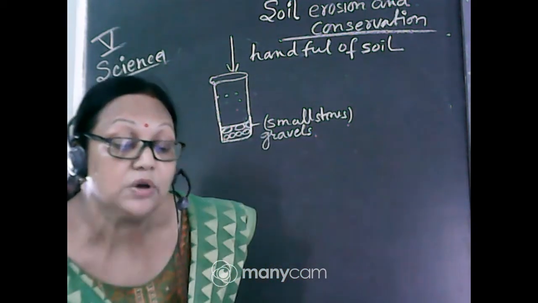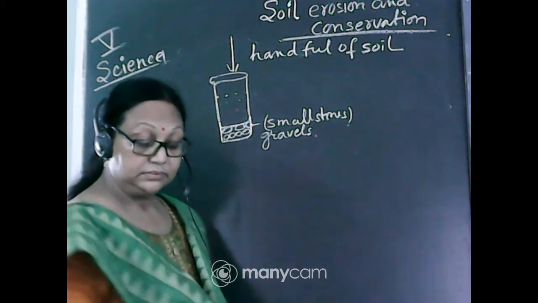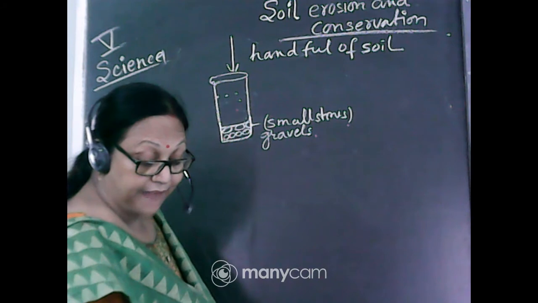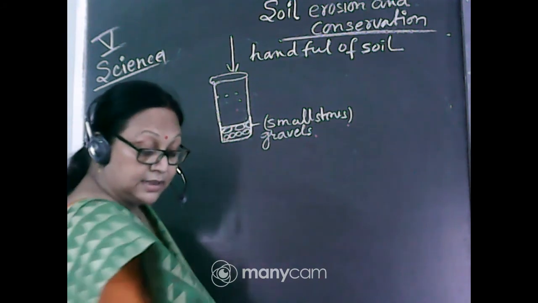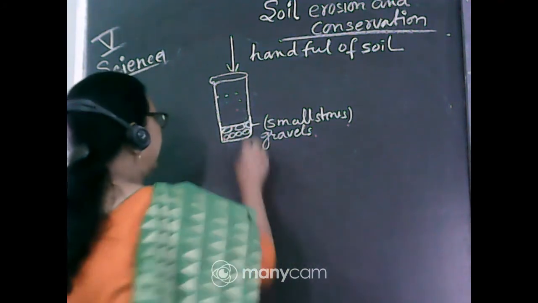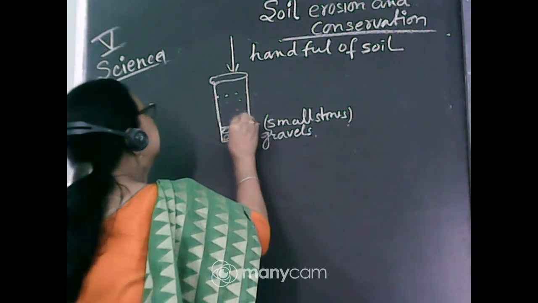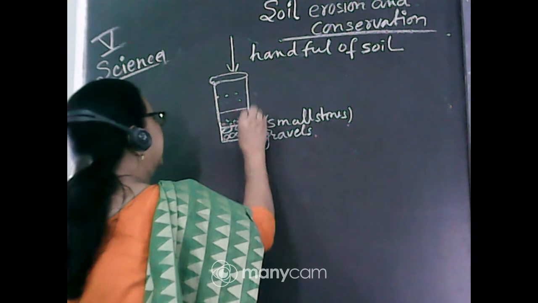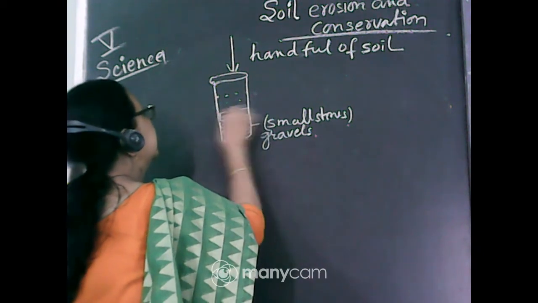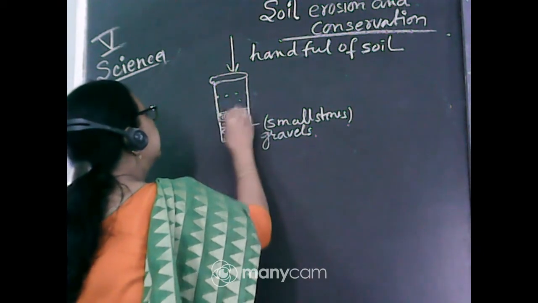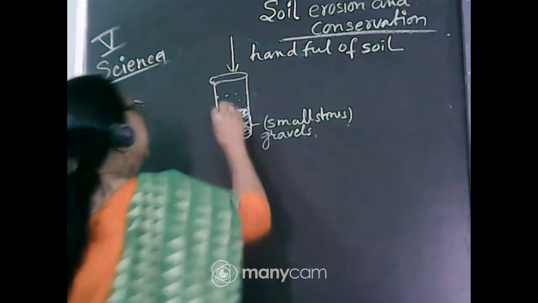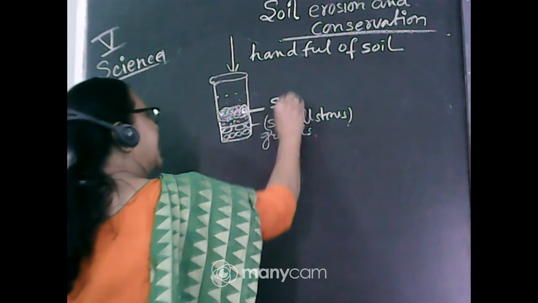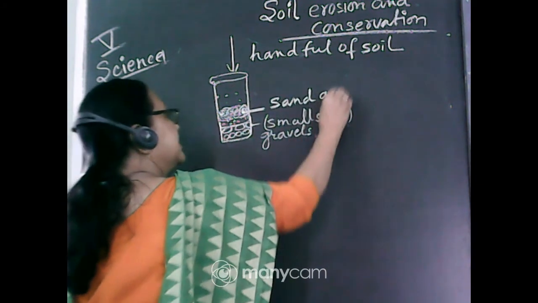Next we will see gravel and rock, and then in the upper layer we will see sand and clay. Sand and clay will be settled in the second layer. This is the clay and sand.